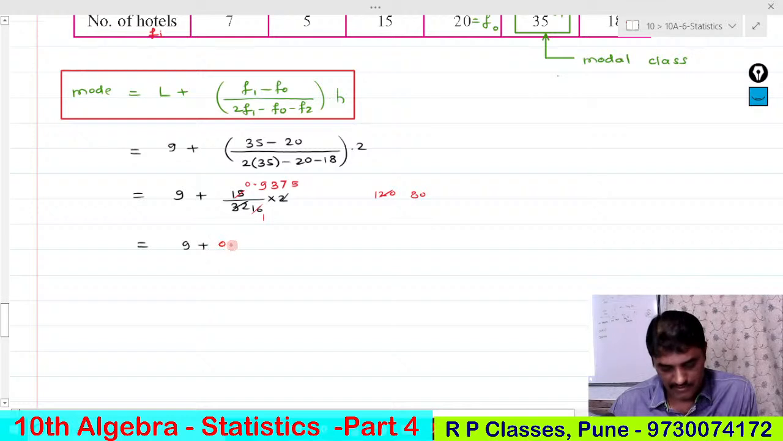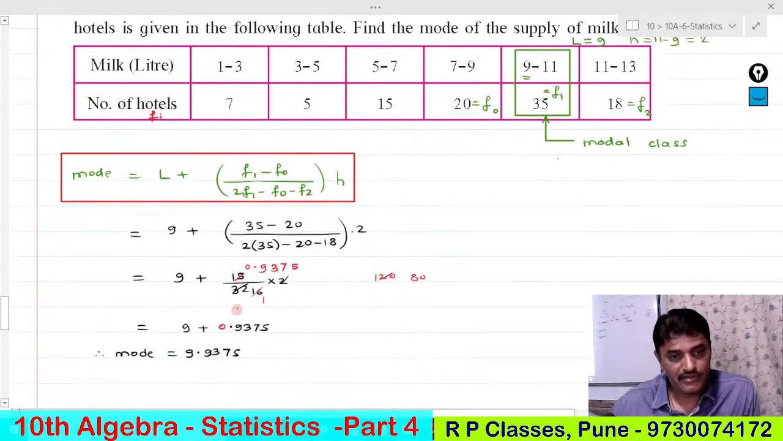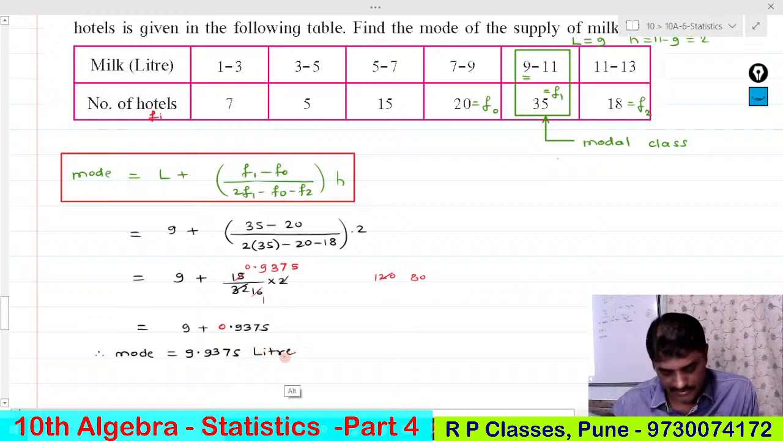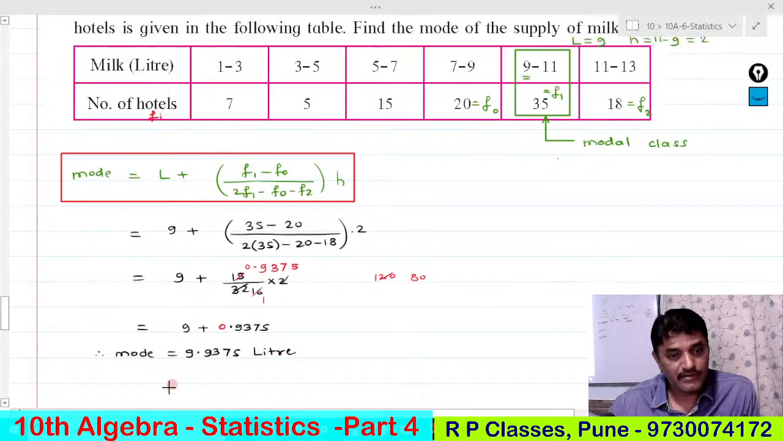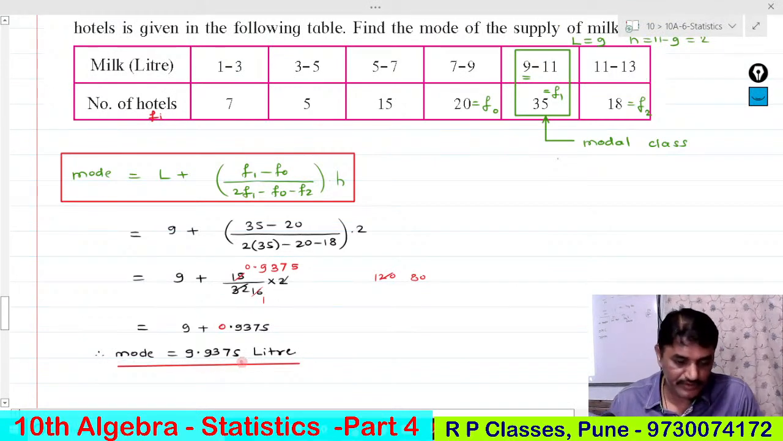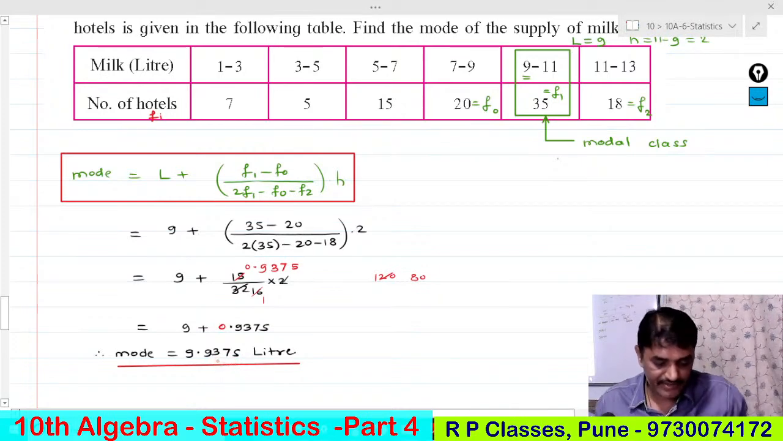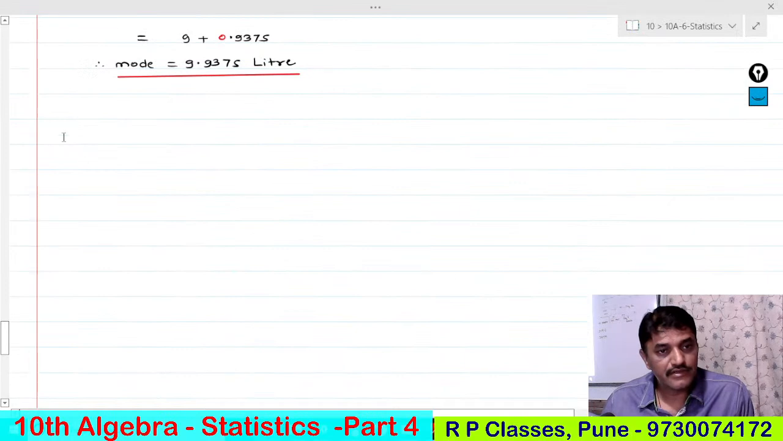So this is 0.9375, and therefore mode is equal to 9.9375. This is in liters. That is the answer for the mode. I hope this is clear. Any doubts about that? Okay, 9.9375 is the correct answer. Go for the next question.